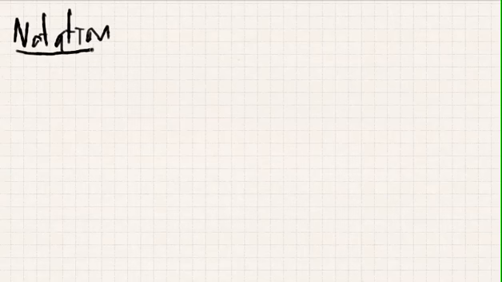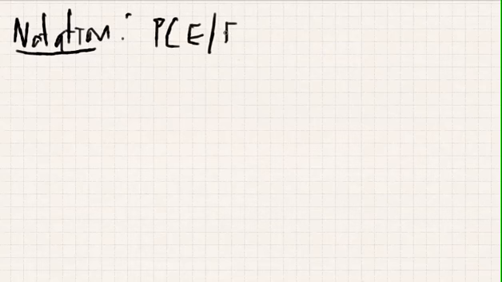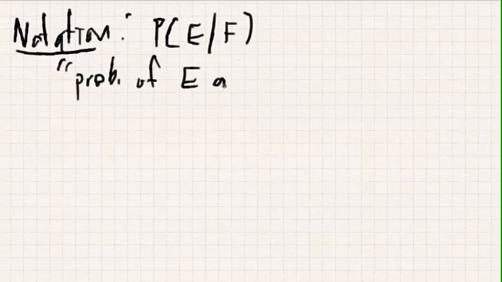Okay. Now we want to get some notation down. The notation is that when we write the conditional probability of E given F, we write P, and then inside parentheses E bar F, and we read this as the probability of E given F. We don't say conditional typically when we say this.